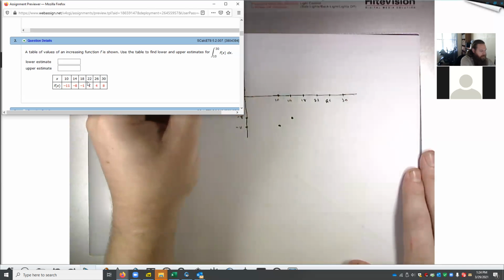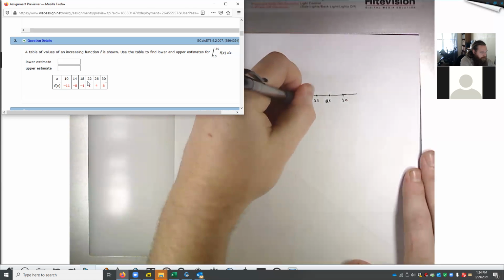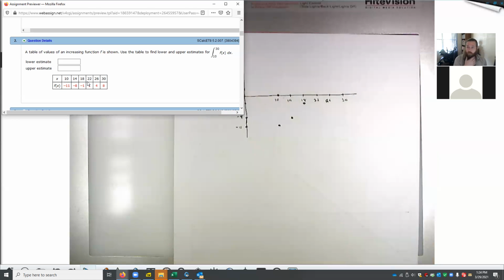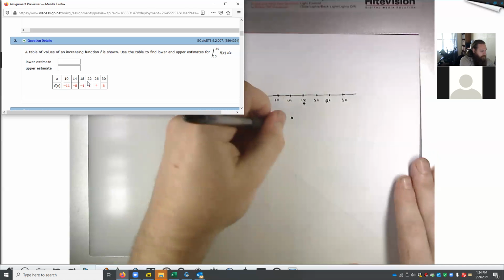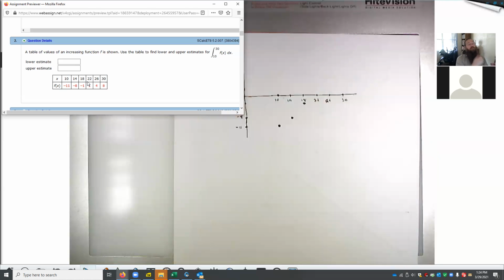So one question, the lower estimate, is it L? That depends on whether the function is increasing or decreasing. And that's one of the reasons it's nice to look at the picture first. If the function is increasing, then L will be the lower estimate and R will be the upper estimate. If the function is decreasing, then L will be the upper estimate and R will be the lower estimate.